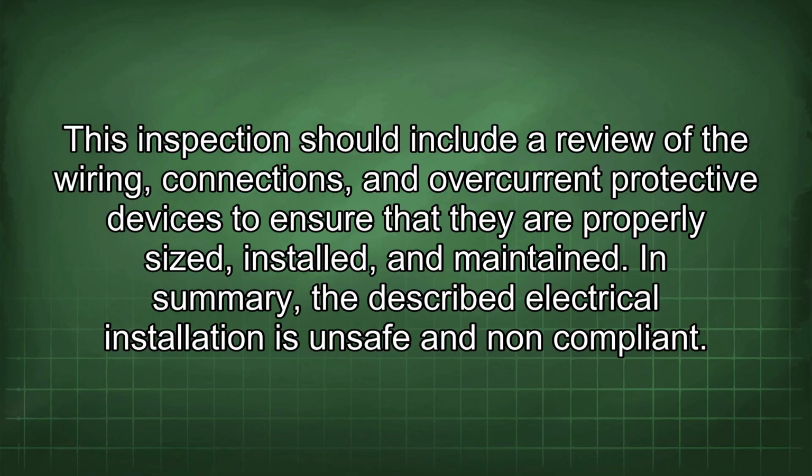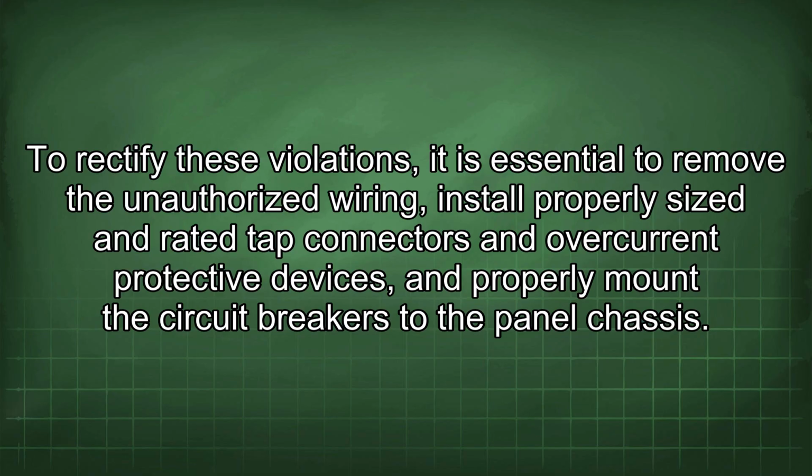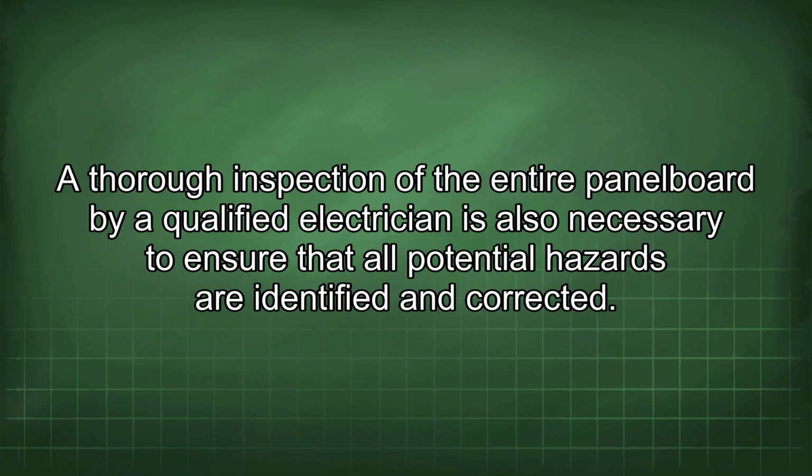sized, installed, and maintained. In summary, the described electrical installation is unsafe and non-compliant. The use of unprotected number 12 wires to tap a 200 amp busbar is a clear violation of the NEC and poses a significant risk of fire and electrical shock. To rectify these violations, it is essential to remove the unauthorized wiring, install properly sized and rated tap connectors and overcurrent protective devices, and properly mount the circuit breakers to the panel chassis. A thorough inspection of the entire panel board by a qualified electrician is also necessary to ensure that all potential hazards are identified and corrected.